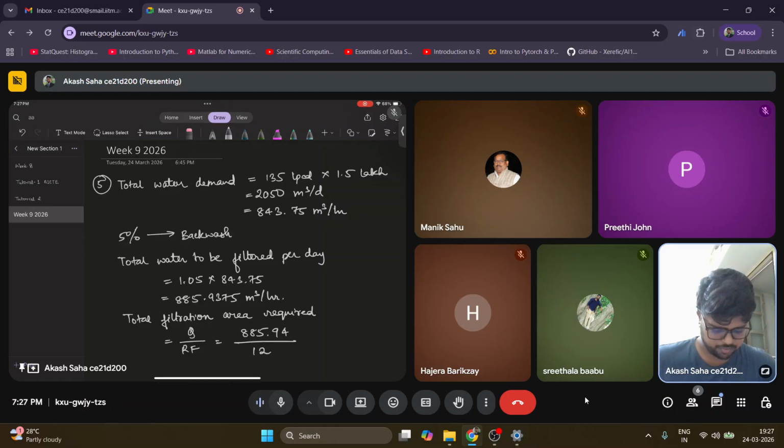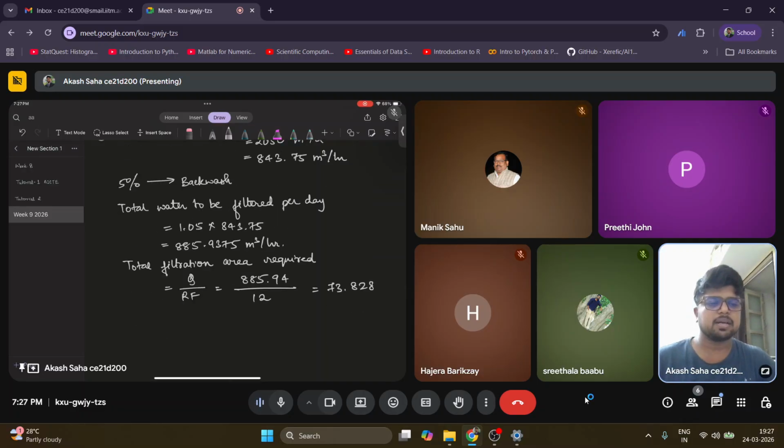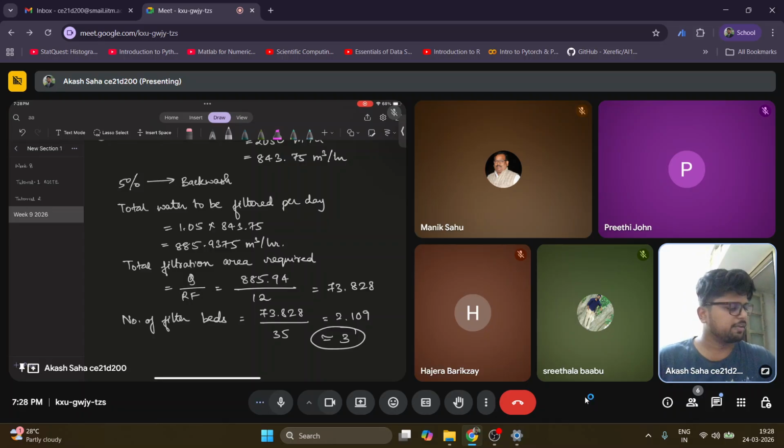So that is 12. So we'll get something around 73.828. Now each of the filter beds is around 35 meters squared. So the number of filter beds will be equal to 73.828 by 35. So you will get something around 2.109. So any value greater than 2 means you have to give approximately 3 filter beds.